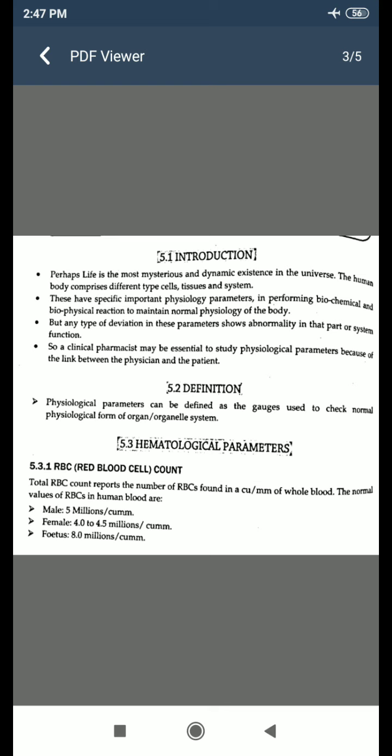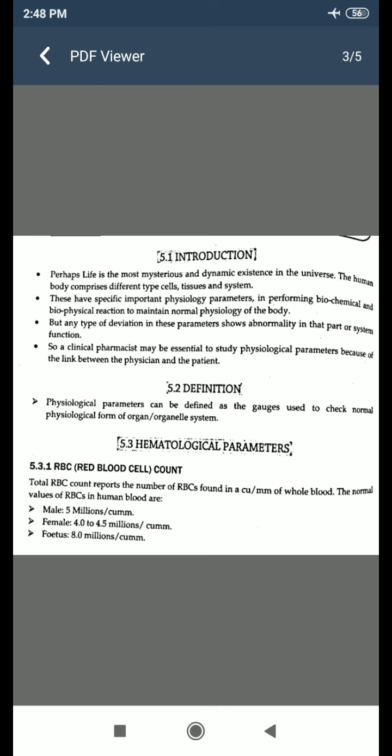Then the definition of physiological parameters. Physiological parameters can be defined as the gauges used to check the normal physiological form of an organ or organelle system.